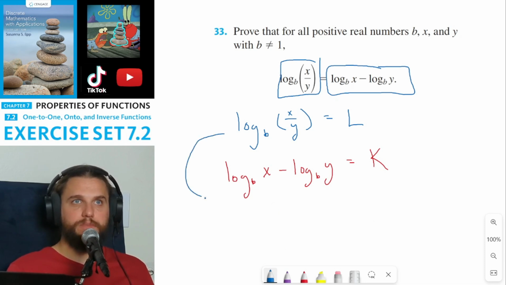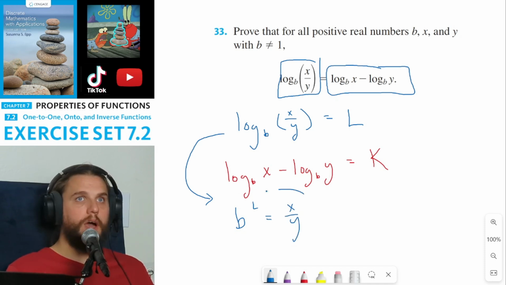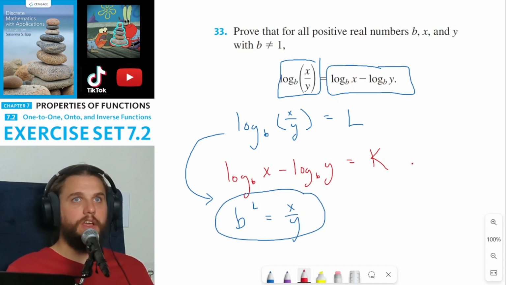So let's start with this blue equation, and what I'm going to do is change it into exponential format. So instead of log base b of x over y equals L, we can write this as b to the L equals x over y. We'll come back to this equation here. Let's move on to the red equation.